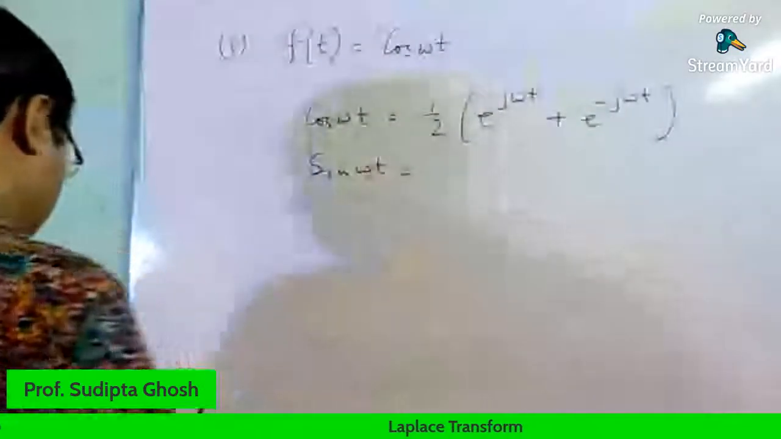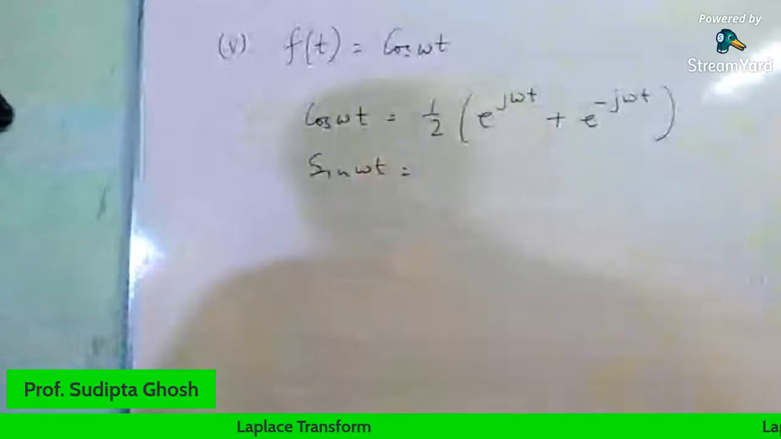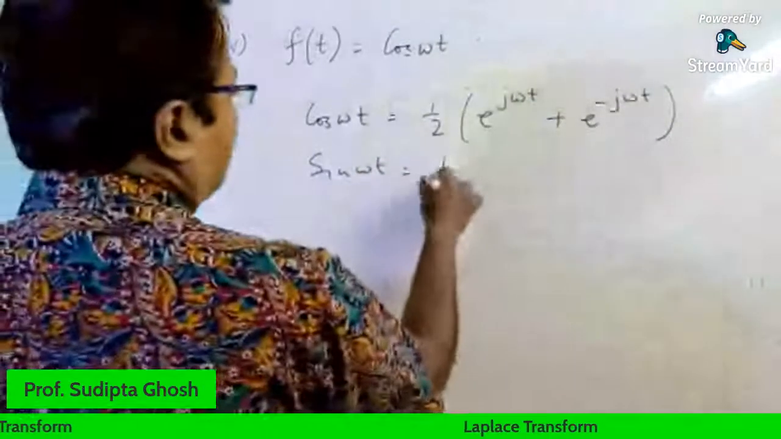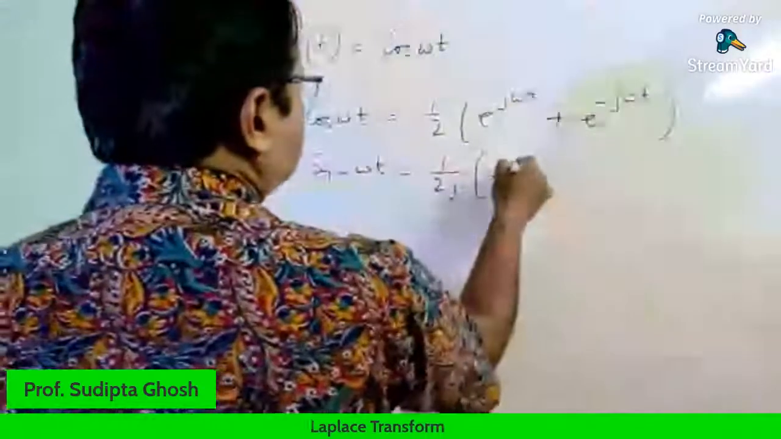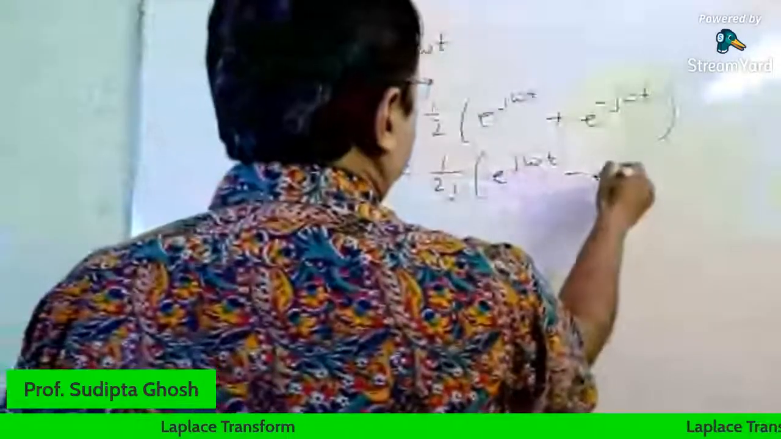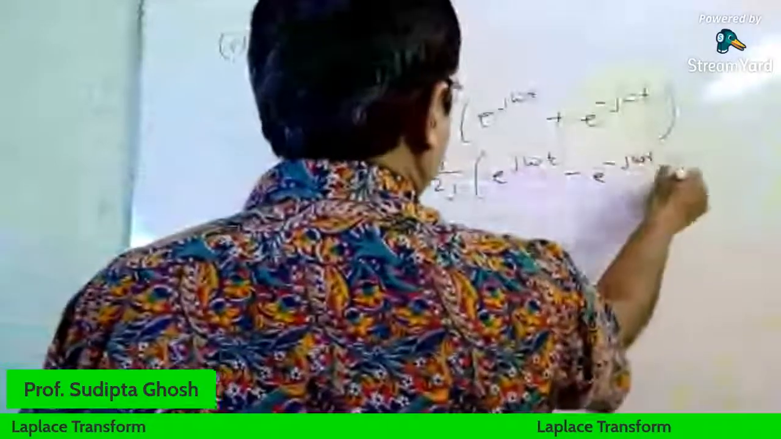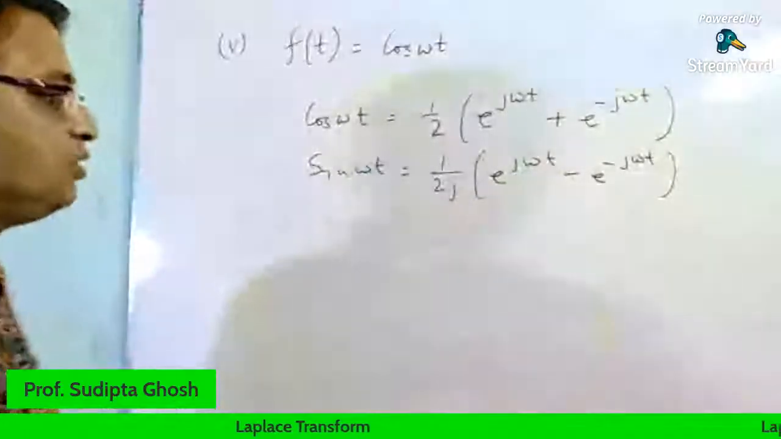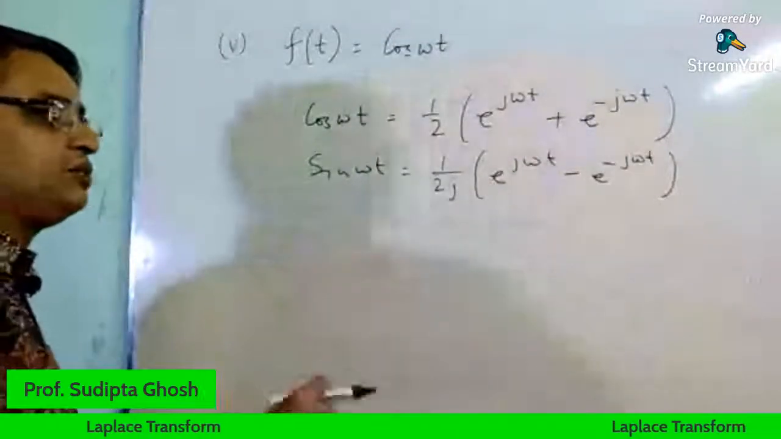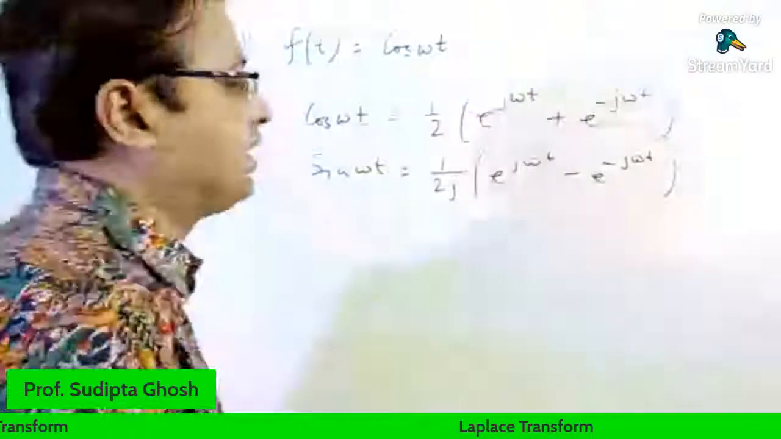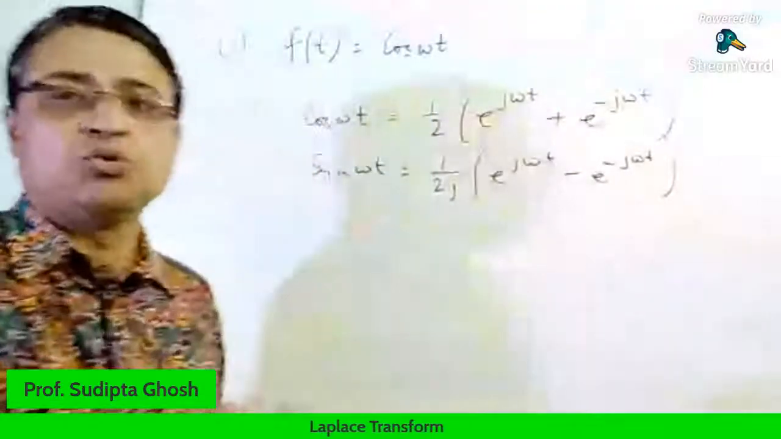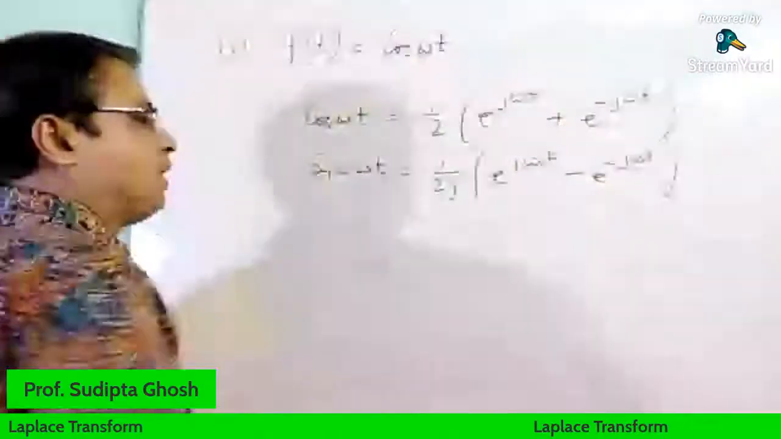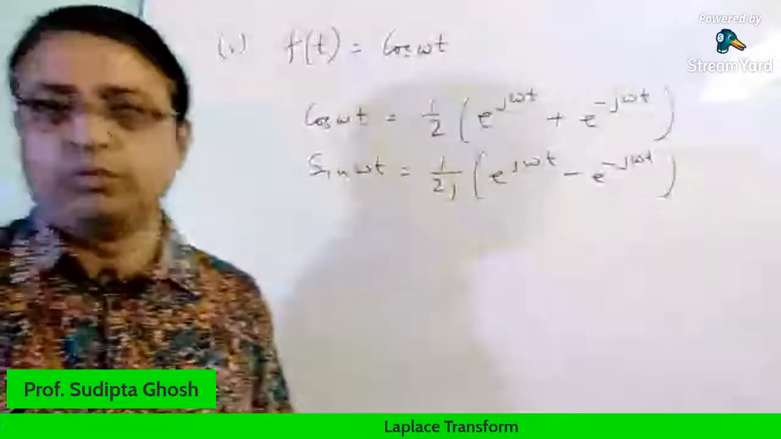Sine omega t can be written as 1 by 2j times e to the power j omega t minus e to the power minus j omega t. So e to the power j omega t means cos omega t plus j sine omega t, then minus e to the power minus j omega t, the cos omega t cancels out, twice j sine omega t remains, divided by twice j, so it becomes sine omega t.